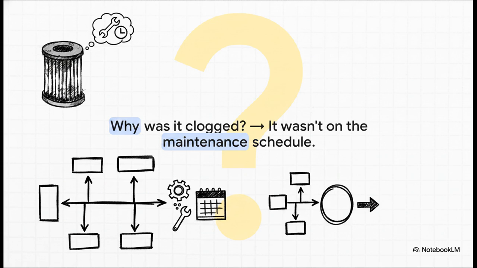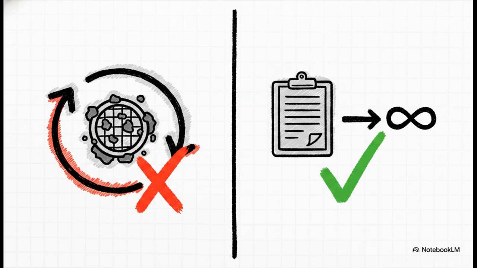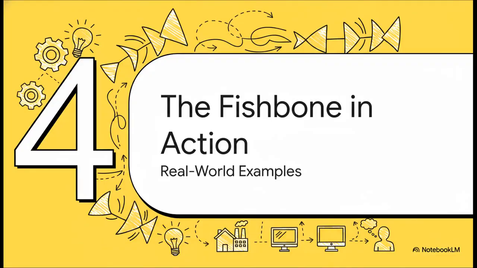We're getting warm. Let's go one more time. Why wasn't it on the schedule? Because the official maintenance process for this machine was never actually documented. And boom, there it is. That's the real villain, the root cause. See the difference? The problem was never really a clogged filter. The problem was a lack of a documented process. If you just change the filter, you're going to be right back here in 6 months doing it all over again. But if you fix the documentation, you solve this problem forever. That's the power.